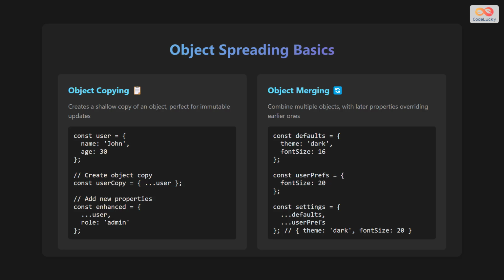Also, you can merge objects using the spread operator. If there are common properties, the later properties will override the earlier ones. For example, we have 2 objects defaults and user prefs. We are merging these objects and storing in a new object named settings. Settings will have the theme property from the defaults object and the font size property from the user prefs object. This is how the object spread operator can be used for copying and merging.